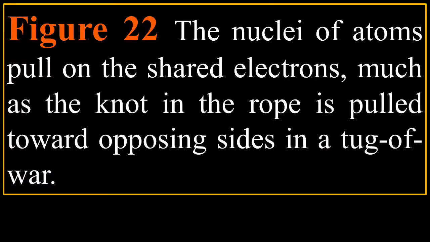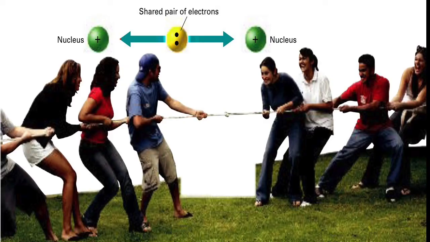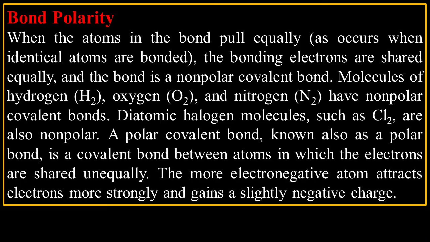Figure 22, the nuclei of atoms pull on the shared electrons, much as the knot in the rope is pulled toward opposing sides in a tug-of-war, as shown in the following slide. And here is a tug-of-war, and you have the two nuclei and this dipole moment, and so you have this kind of bond polarity, which will create a molecular polarity, or it may not. It may cancel it out.